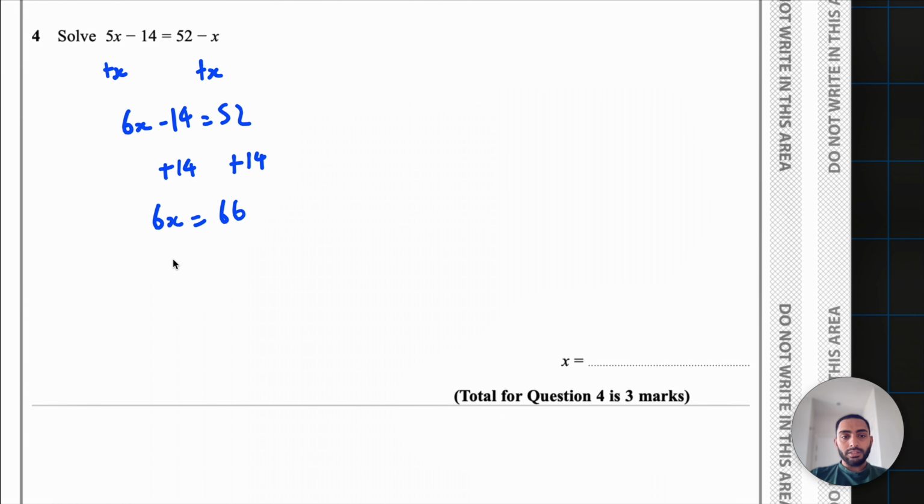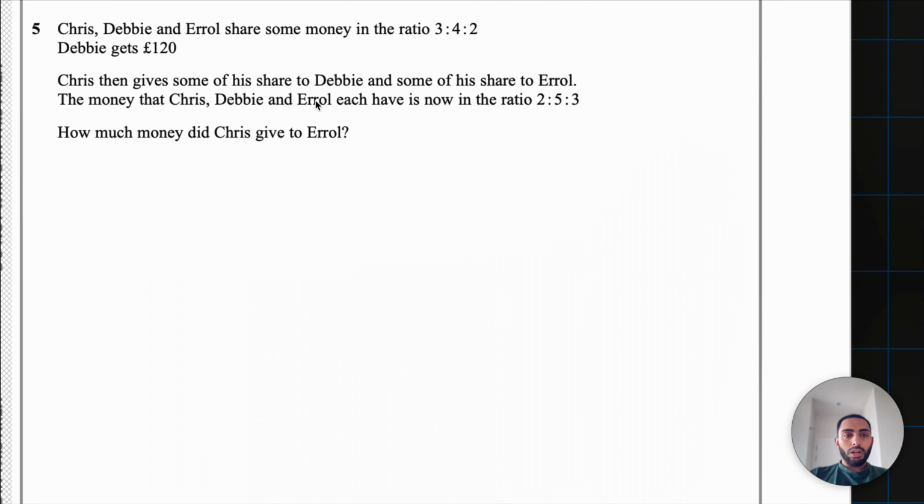Divide both sides by 6, and that would give us x is equal to 11. And if you wanted to check that, you could substitute it back in, and you would get this side equal to that side.